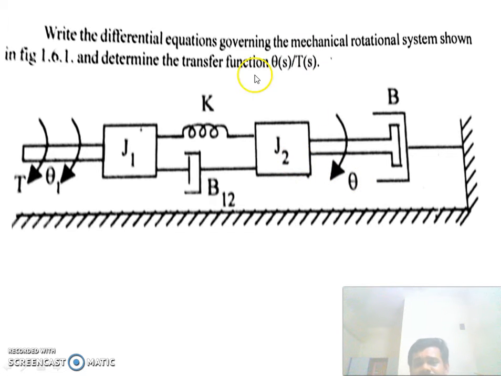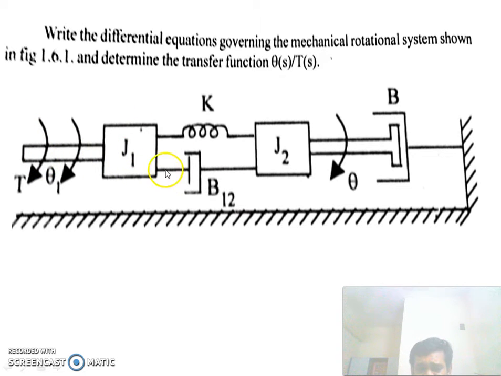So our aim is to find theta of s divided by T of s. T is nothing but the input and theta is nothing but the output. So the transfer function is nothing but the Laplace transform of output by input. First we are going to consider J1. We are applying a torque to this J1, so due to this applied torque, there will be an opposing torque.